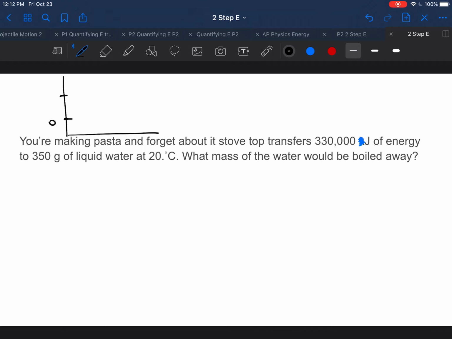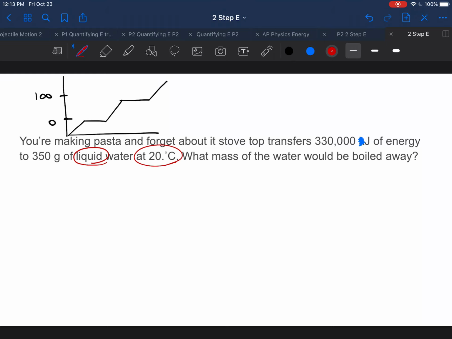So let's go ahead and draw a heating or cooling chart. We have 0 and we have 100. Now, obviously this thing is being brought to a boil, so that's going to be heating. So I'm going to go ahead and draw a heating curve.